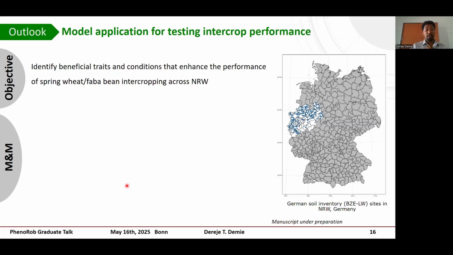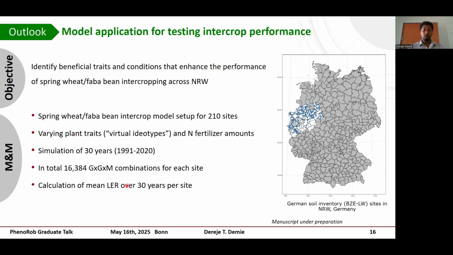Furthermore, this kind of model can also be applied to identify beneficial traits and conditions that enhance the performance of the spring wheat and faba bean intercropping system. Here we did an upscaling of the intercropping model to the regional level, which is North Rhine-Westphalia, Germany. We set up the spring wheat faba bean intercrop model for 200 locations in NRW.